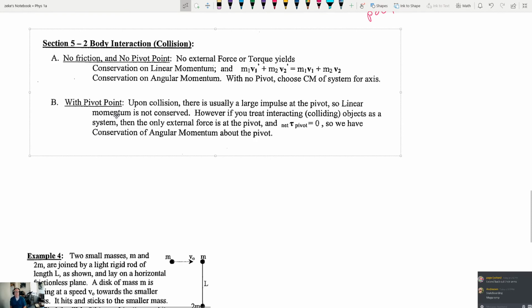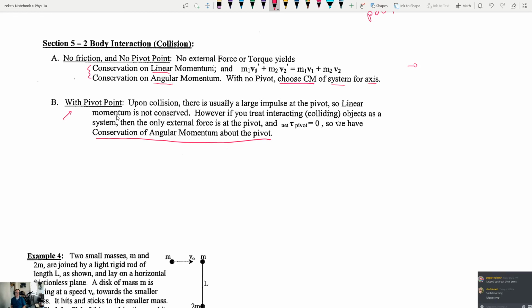okay? So to summarize what this says is when you have no friction and no pivot, which is the first problem that we're going to do here, for this one, you get both conservation of linear momentum and angular momentum. You're going to use both of these equations in these problems, okay? And this is the other piece that's important. We're going to choose the center of mass of the system for our axis. That's what we're going to do in the problem we're going to do. Problems we're going to do on Monday are going to be these type of problems. We're going to do both, but we're also going to look at these type of problems when you do have a pivot point. When you have a pivot point, the only thing you can use is conservation of angular momentum about the pivot, okay?